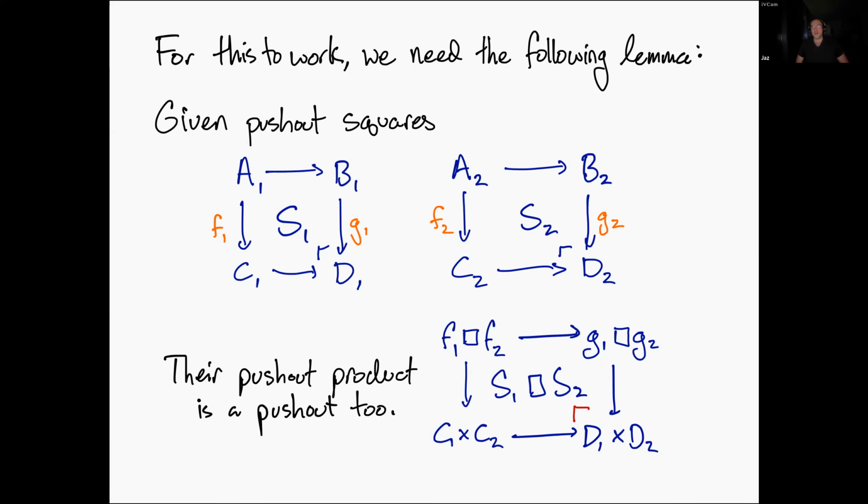The way to prove it is to do it one at a time, not trying to do them both at a time. So split this square up into a composite of pushout squares, and then look at each square one at a time. But I hadn't seen that before.